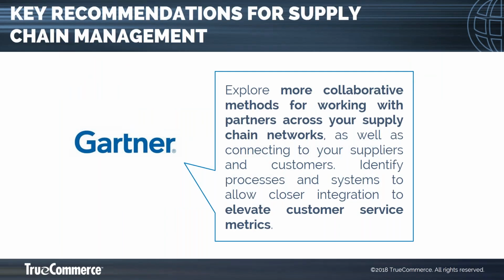Now, all of this culminates in better business relationships. That's very much what we want at the end of the day, and this is something confirmed by Gartner. I guess many of you know Gartner, and Gartner, as a main advice lately, has been repeating this mantra: companies, your distributors, your suppliers, need to explore more collaborative methods for working with partners across your supply chain networks, as well as connecting to your suppliers and customers. You need to identify processes and systems to allow close integration to elevate customer service metrics. And that's, I would say, very much what we do with VMI.